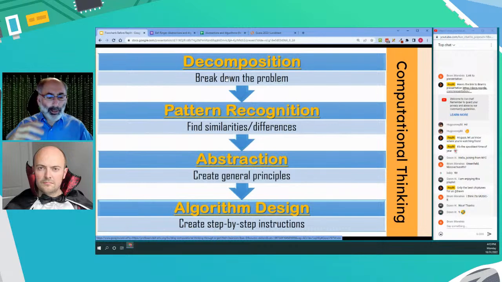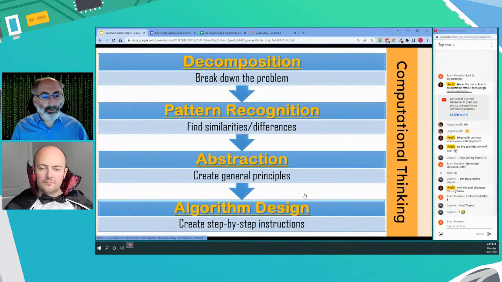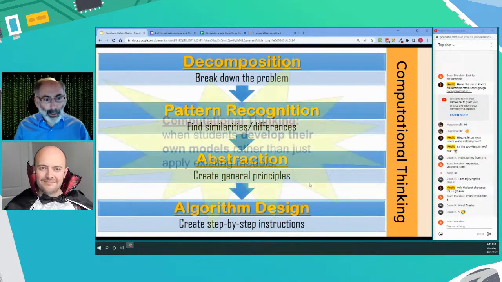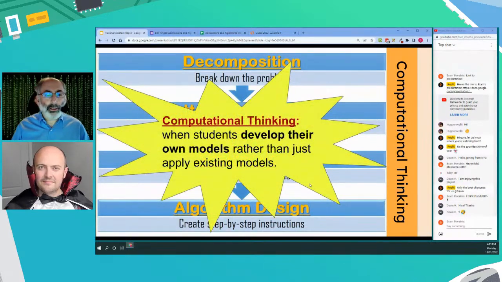Abstraction, which is the map is not the territory, and if we hang out at the map, we can give directions better than if we are saying, well, walk by this blade of grass that's right in front of this bug that's right in front of your feet. And then how we design algorithms. And computational thinking is giving your students an opportunity to develop their own models rather than applying existing models.